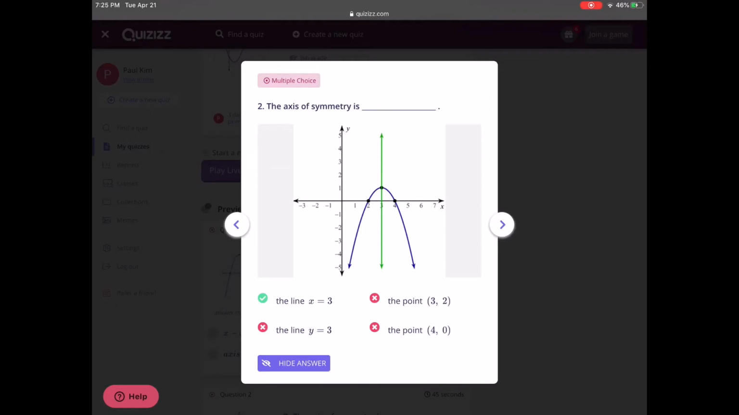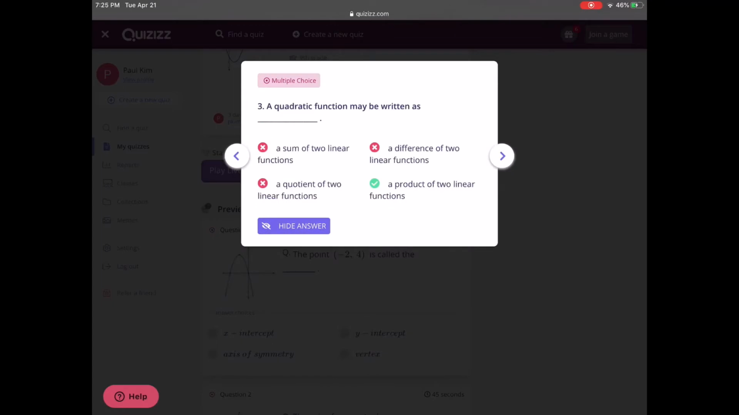For the second one here, the axis of symmetry is the line x equals 3, not y equals 3, right? y equals 3 would be the horizontal line where all the y coordinates are 3. The point 3, 2 is not the axis of symmetry, right? The axis of symmetry is a line that cuts the parabola right in half. In this case, it's a vertical line, so it has to be x equals 3.